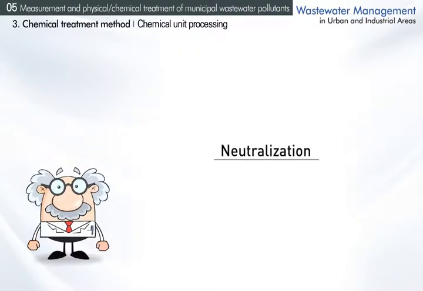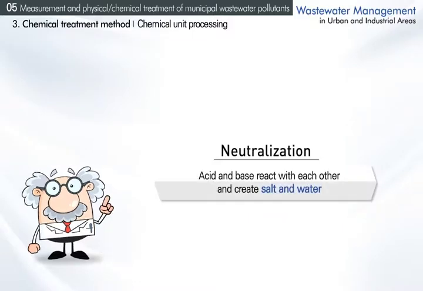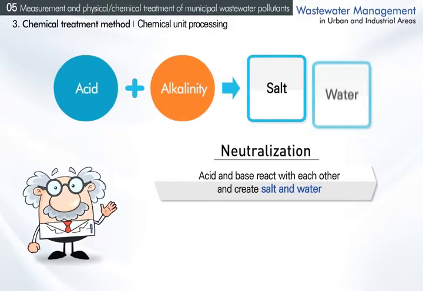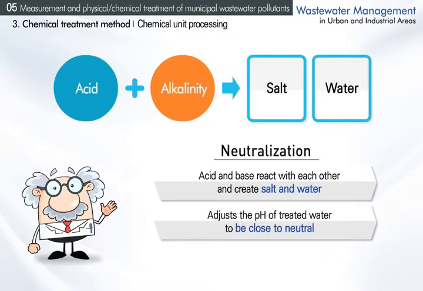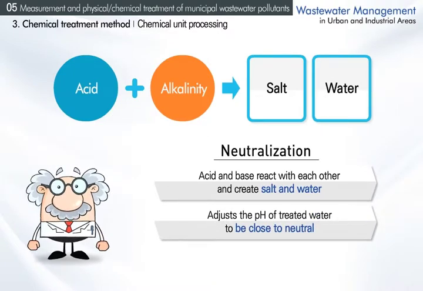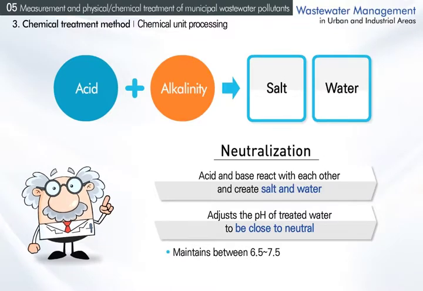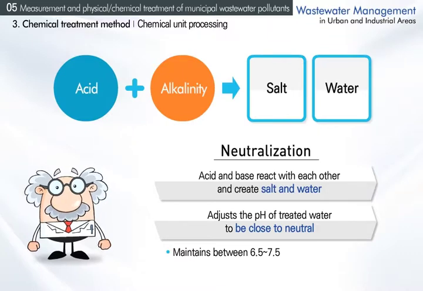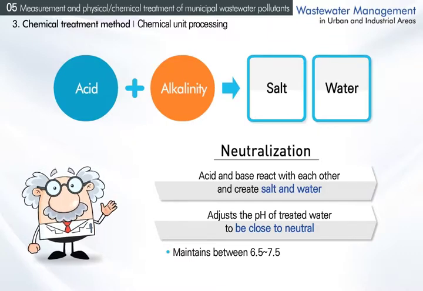The second method is neutralization. This means that acid and base react with each other and create salt and water. It adjusts the pH of treated water to be close to neutral by putting chemicals of opposite property into acid or alkali wastewater. Instead of balancing pH to exactly 7.0, the level is adjusted to maintain between 6.5 and 7.5.